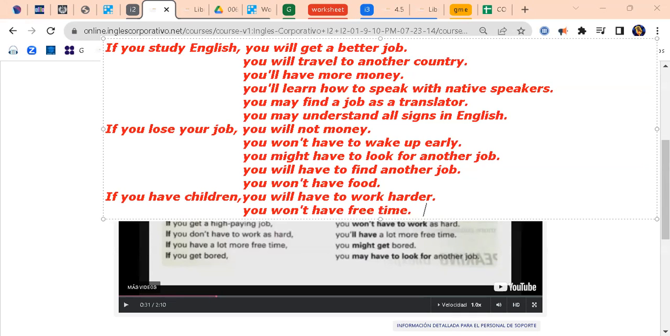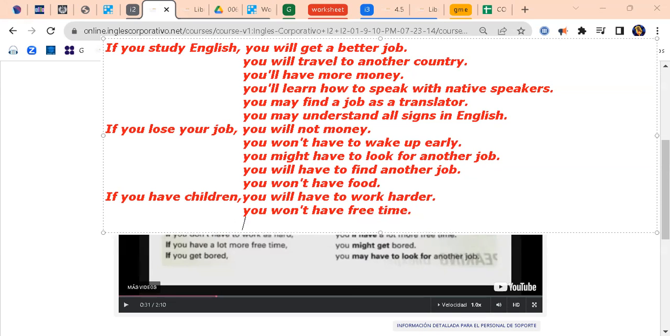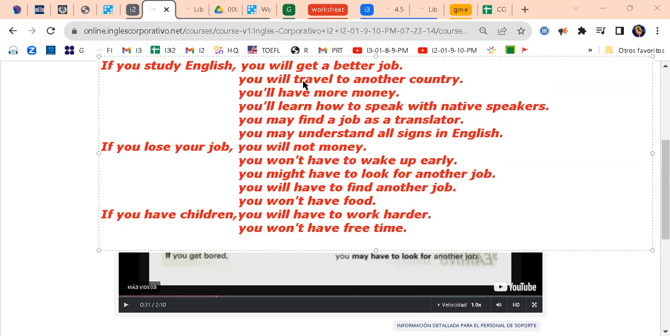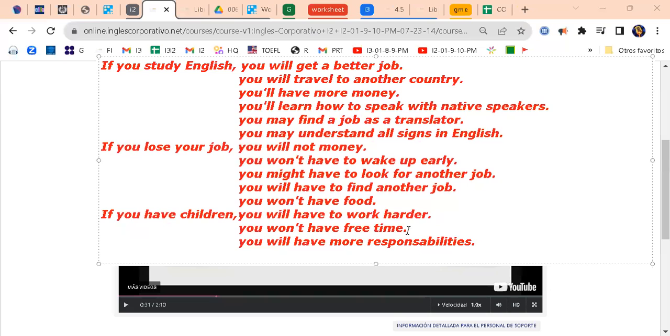What else? Ruth, anybody else? If you have children. So talk to me about the positive ideas of having babies. Raul, what do you think? Marco, Carlita, what do you think? If you have children, you will have more responsibilities. Okay, so you will have more responsibilities. Do you like children? Guys, yes, no, maybe.